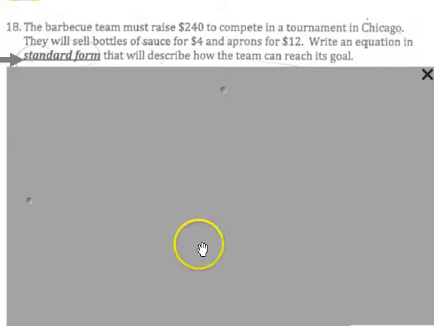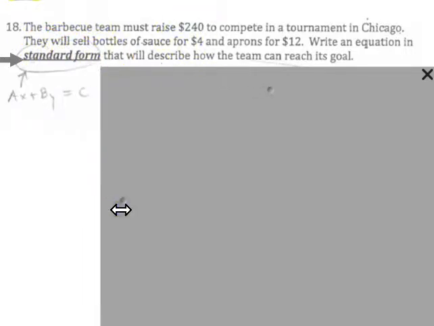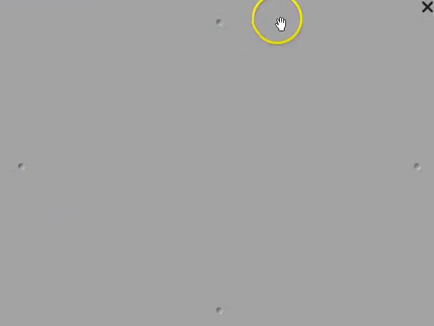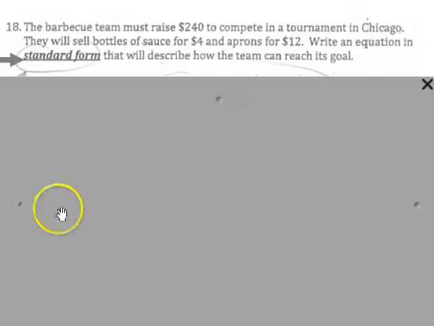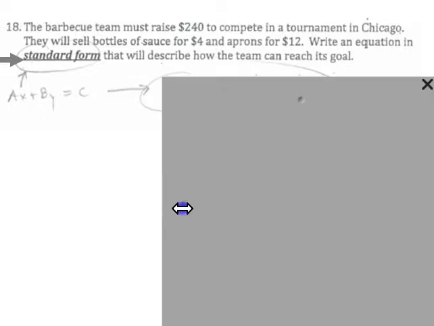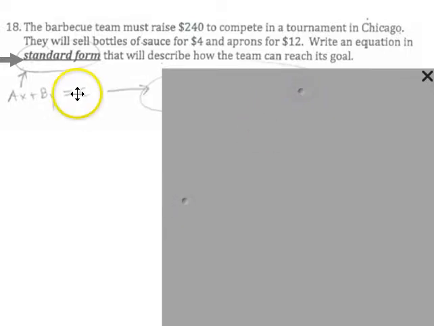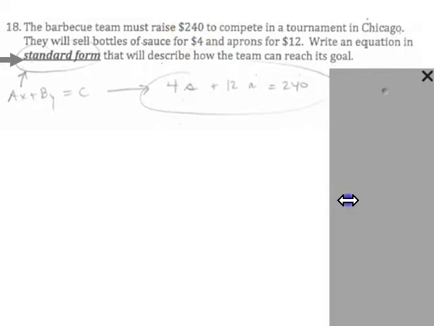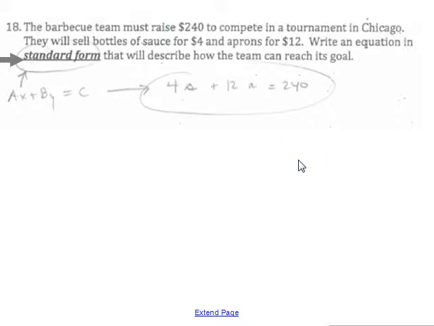Okay, last couple of questions. Here's the word problem that asks you to put the story in standard form. Well, remember standard form is that. The pieces that I have on the left are going to add up to make a total. I know the total's $240, so that's what I'm going to have on the right. On the left, I'm going to have 4 times the number of sauces and 12 times the number of aprons. Together they add up to make 240.